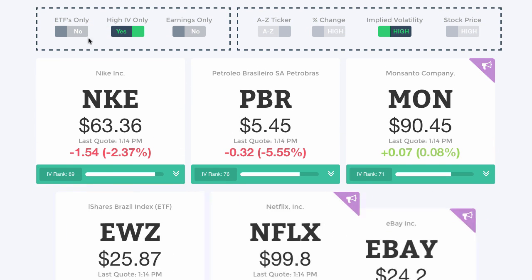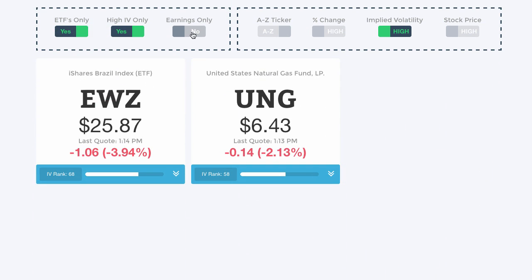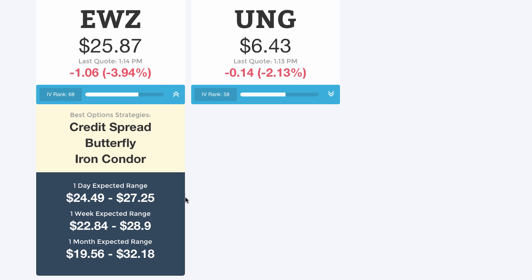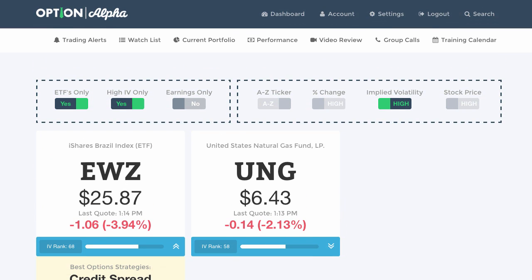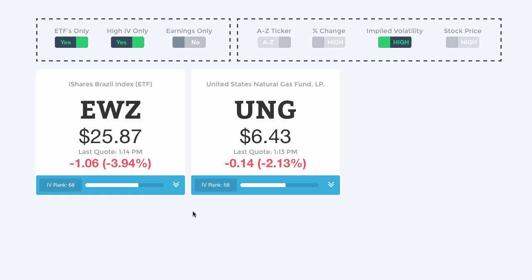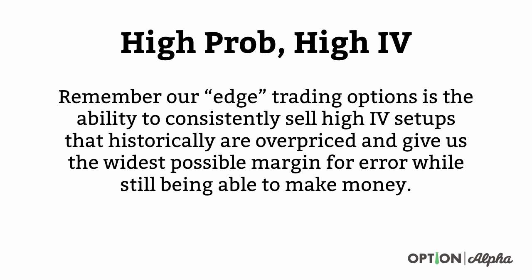If you just want to focus on ETFs and not any earnings trades, you can see there's only right now 2 ETFs that have high implied volatility. And again, you open up that dialog box, you can see you can do a credit spread, a butterfly, an iron condor, all acceptable types of trades for small trading accounts. But the key here is focus on this low-hanging fruit first. You don't want to focus on stocks that have low implied volatility. You want to focus on just the ones that have high implied volatility. And again, hopefully that helps having that watch list available here on Option Alpha.